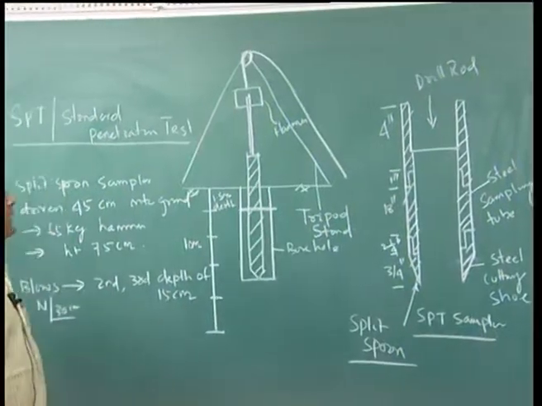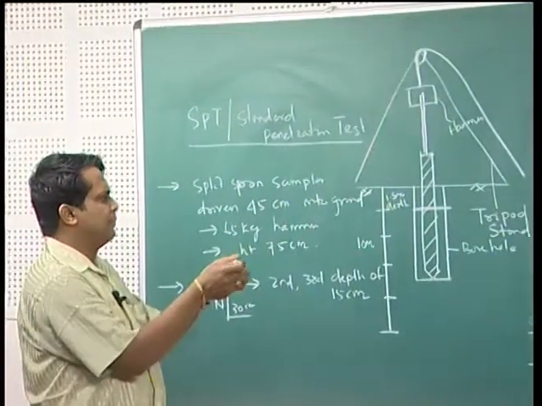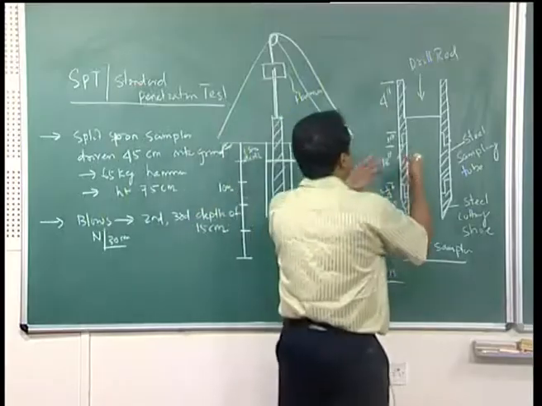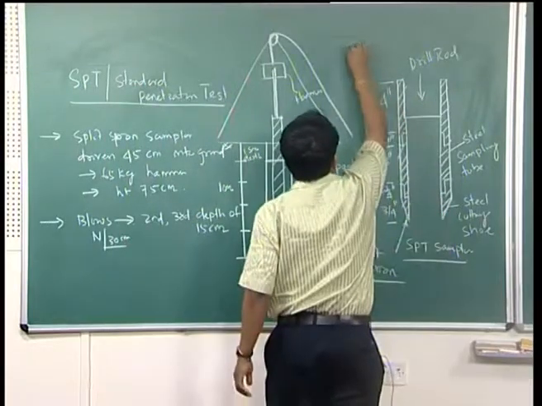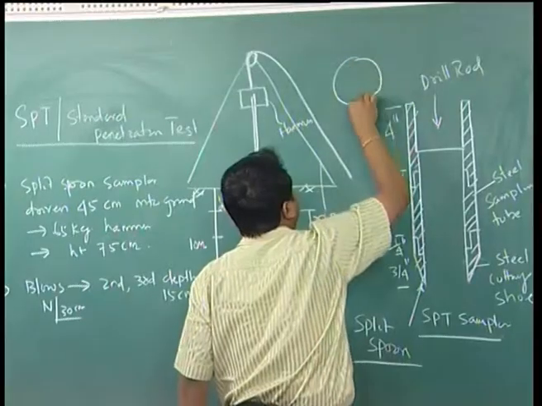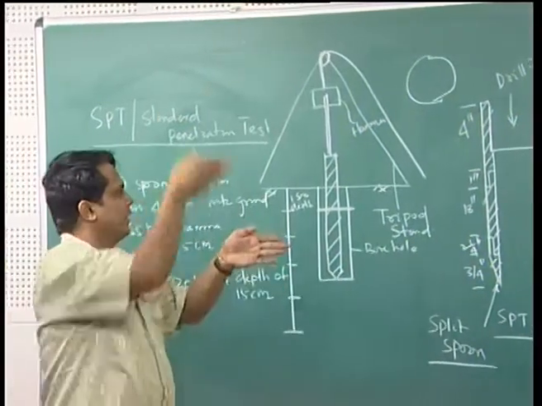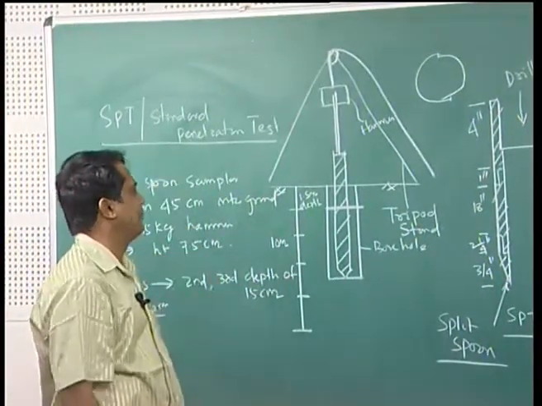Why is it called a split spoon? That means it can be opened at the center. It is a circular shape, like this, and it is connected. You can open it longitudinally into equal halves.